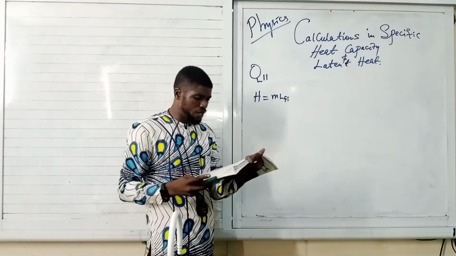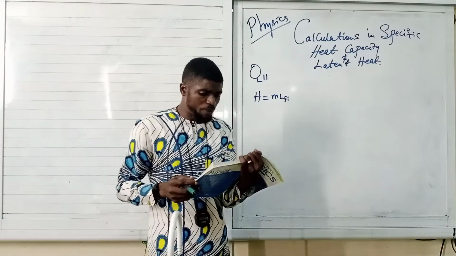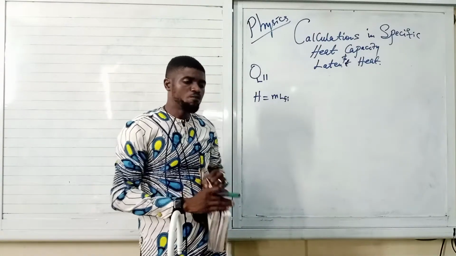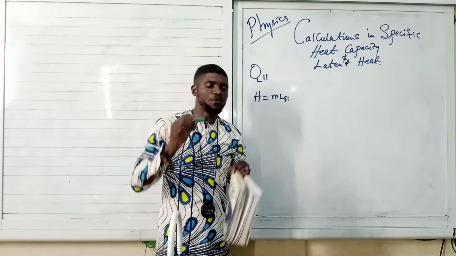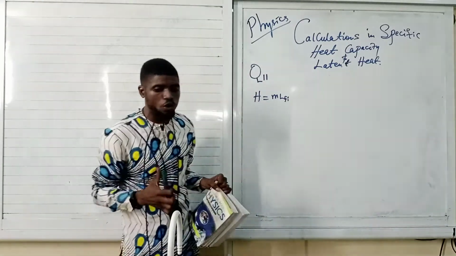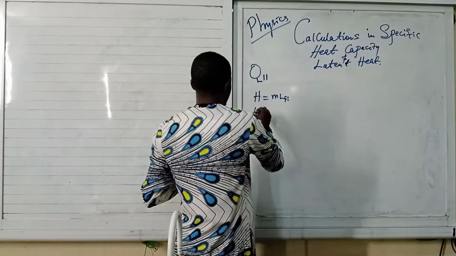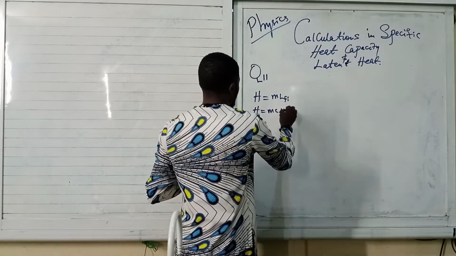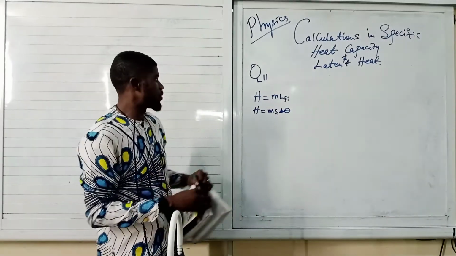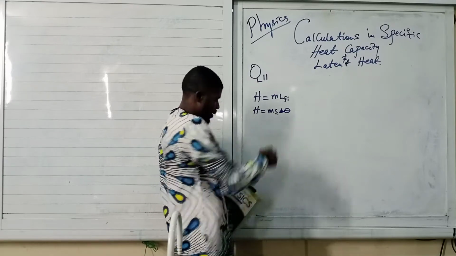So the second question is define specific heat capacity. The specific heat capacity of a substance is defined as the quantity of heat energy that is required to raise the temperature of a unit mass of that substance by 1 Kelvin or 1 degree Celsius. From H = mc Δθ, the small c stands for the specific heat capacity of a substance. The unit for this is joule per kilogram per Kelvin.